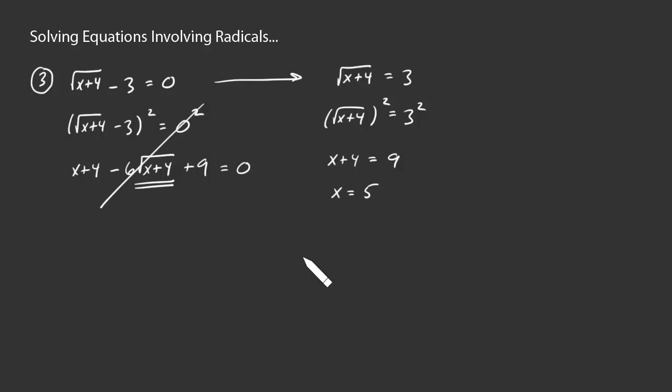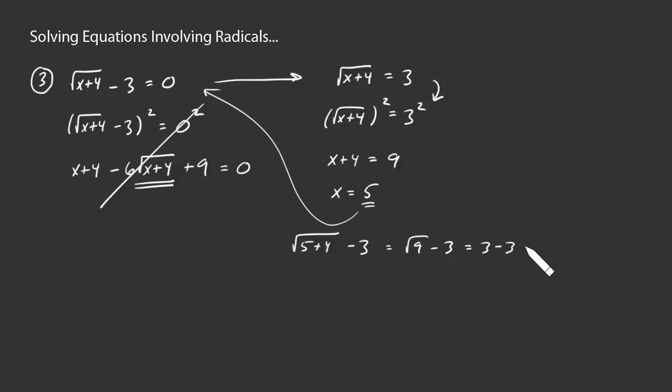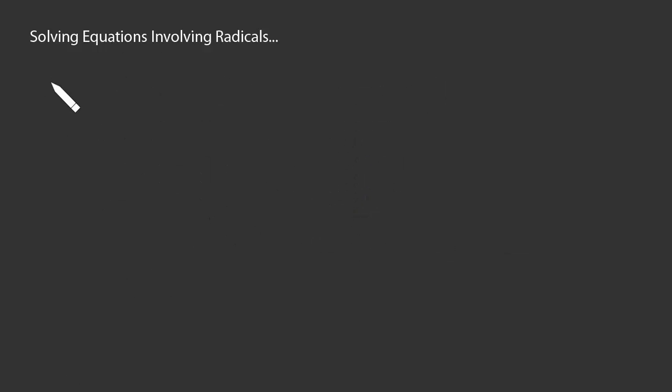And don't forget, of course, because we squared both sides, we're going to have to check that value back in the original equation. So, is the square root of 5 plus 4 minus 3 what we want to see, namely 0? Sure it is. That's the square root of 9 minus 3, which is 3 minus 3, or 0. So yes, it works. Okay? So again, the moral of the story in this example is isolate the radical before squaring it away. All right, let's look at another one. Example 4.